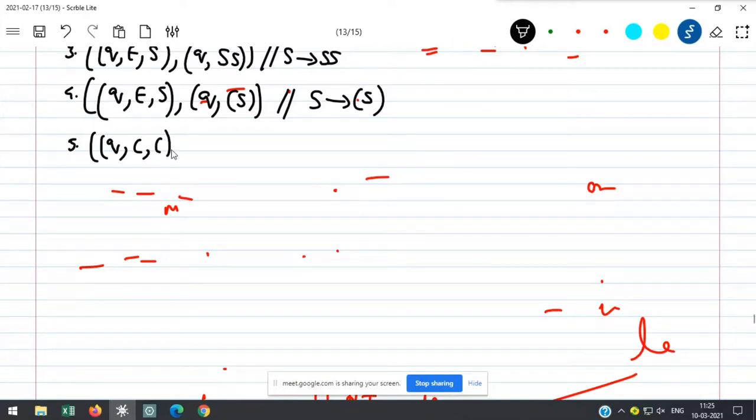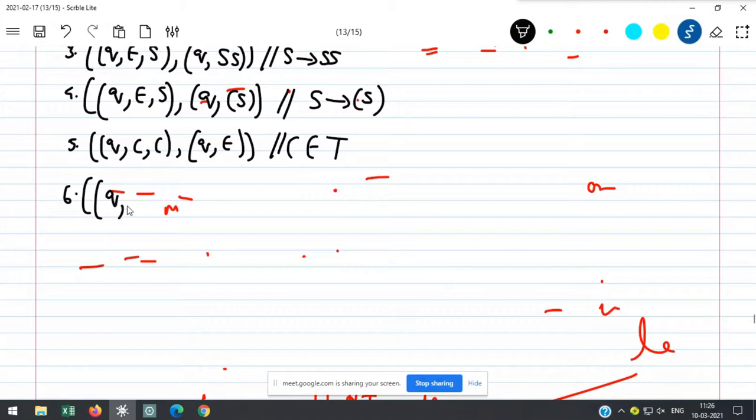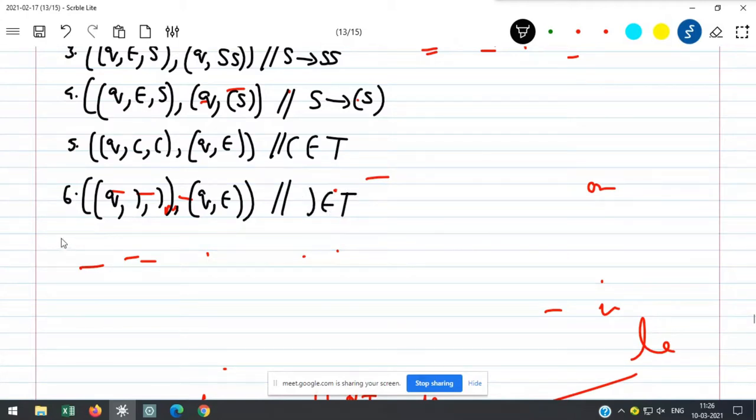Bracket. This is not C, that's first bracket, Q comma epsilon, where this bracket belongs to T. And then number six, this is first bracket, close one. This belongs to T.